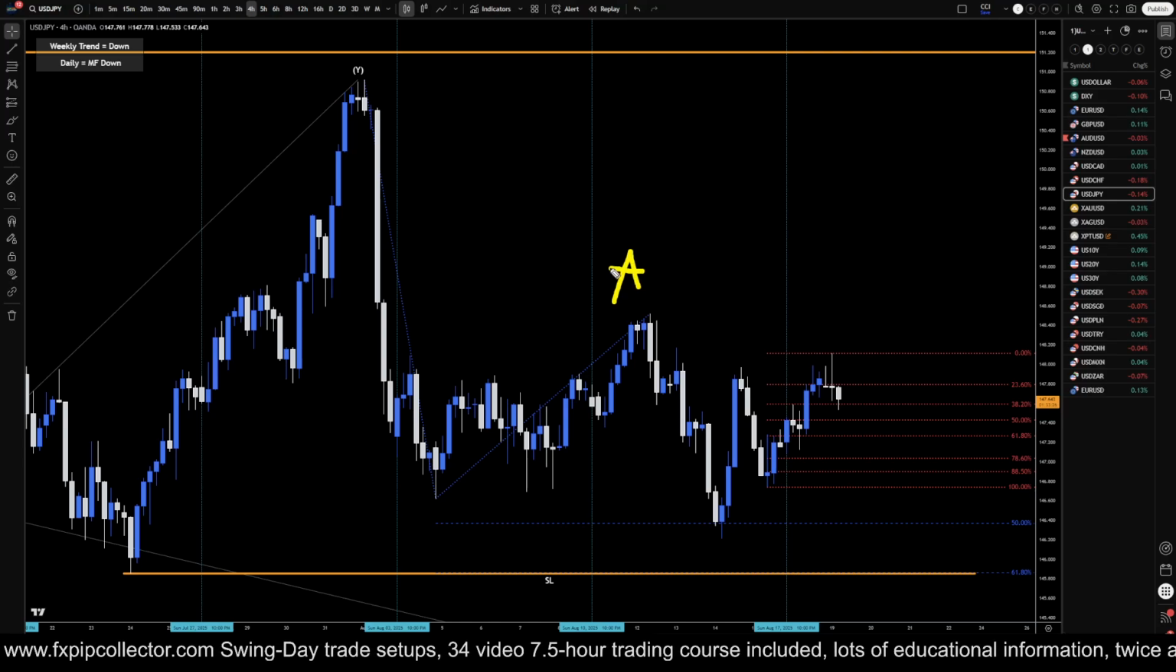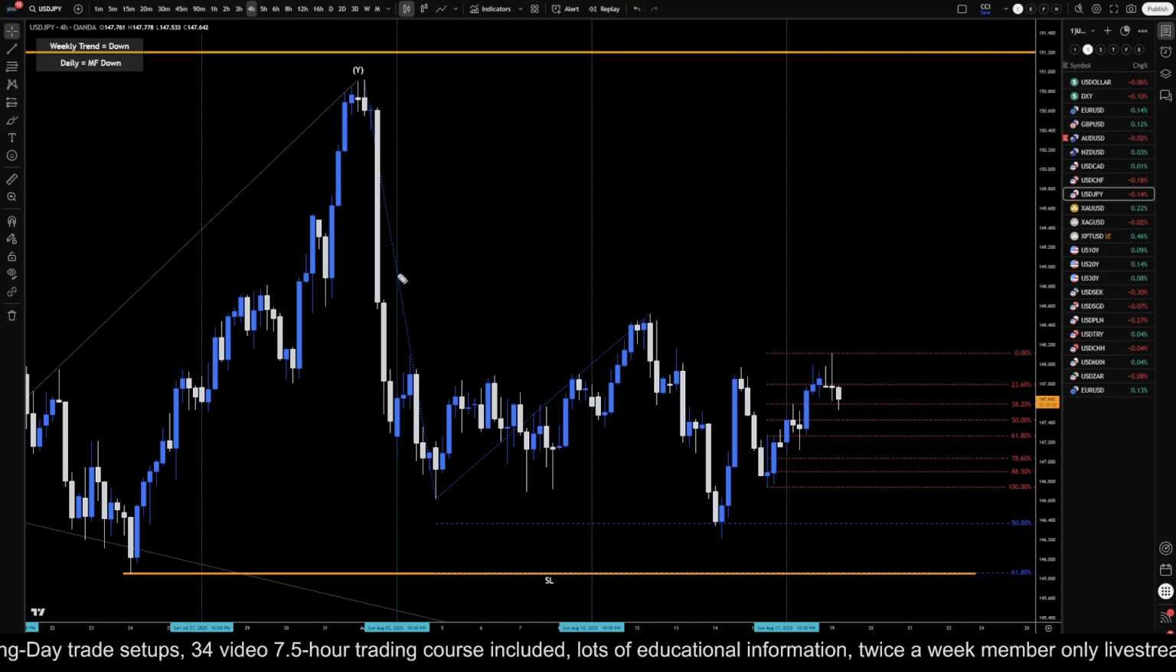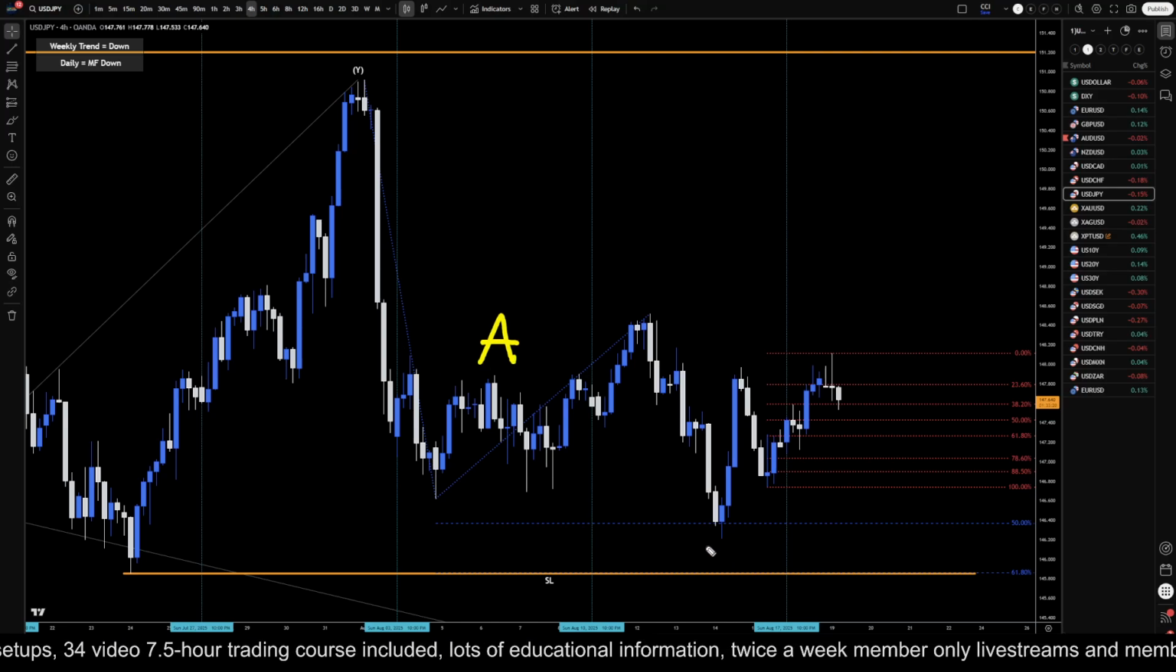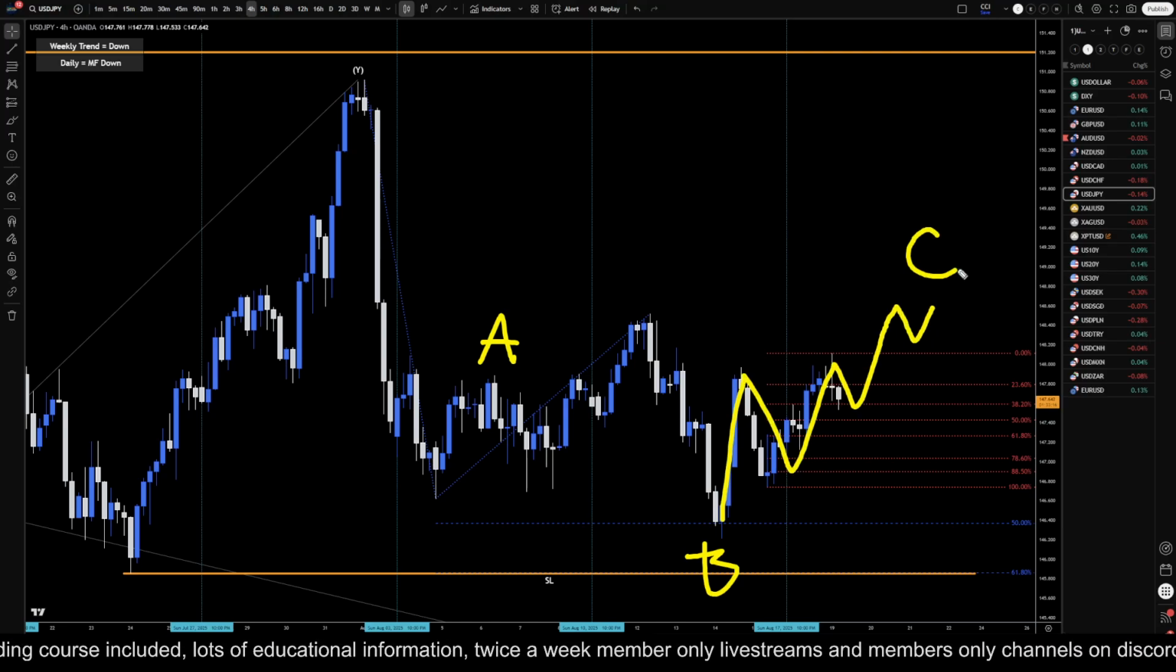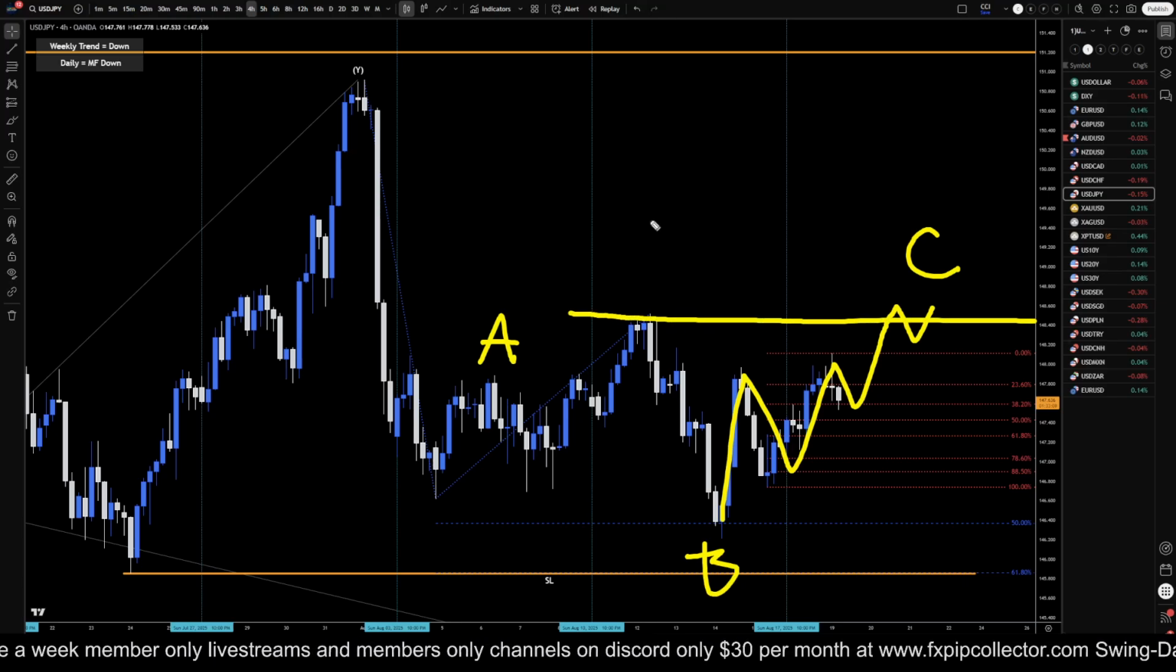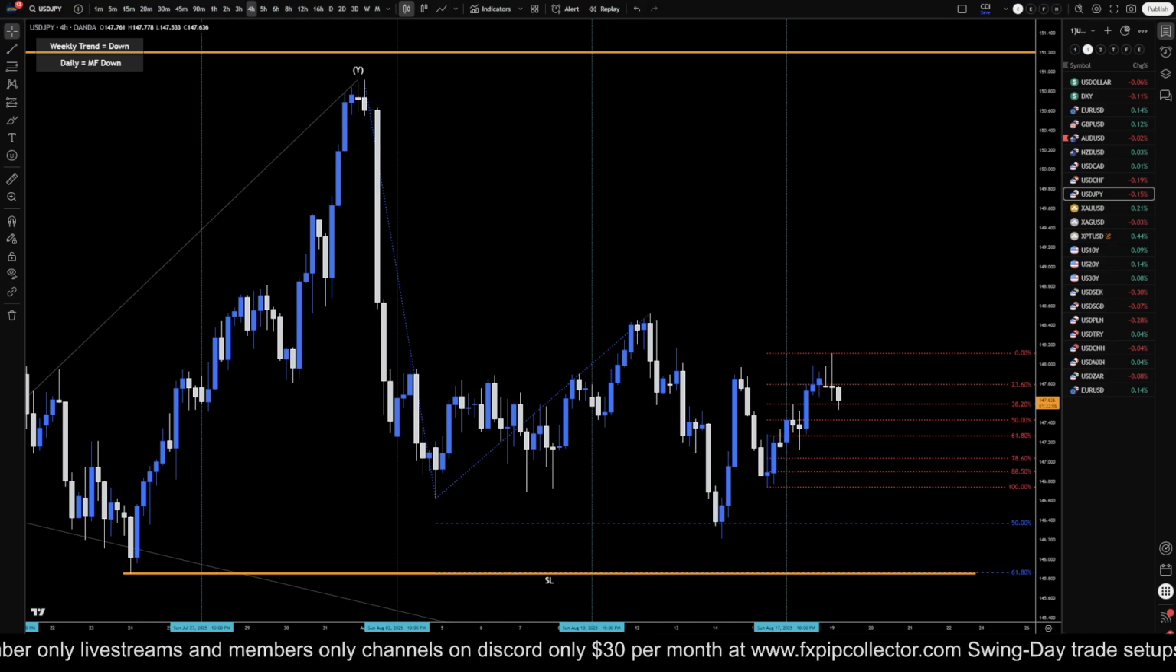I think if anything, this is like an A in here someplace. Actually, maybe down here. Let me clear that out. Maybe down here is like the A, and this is like an expanding wave B, and perhaps we're actually in like a wave C right now, or perhaps it's more of like a 333 pattern, like a WXY. If that's the case, then it probably will go up and grab this liquidity right here before we make a move to the downside.